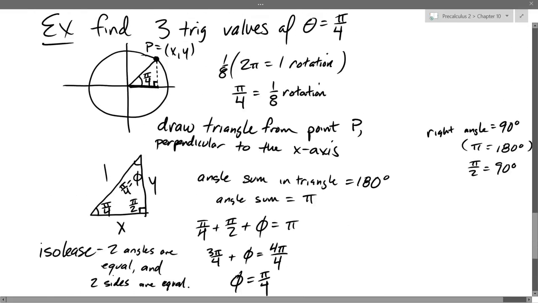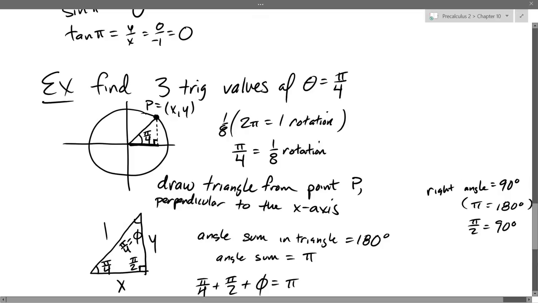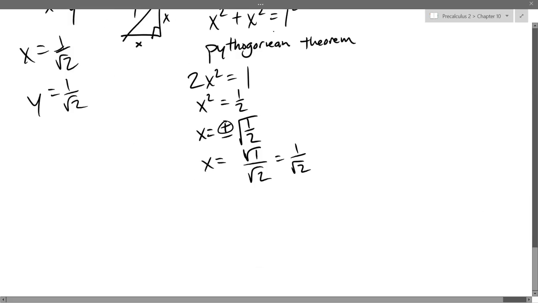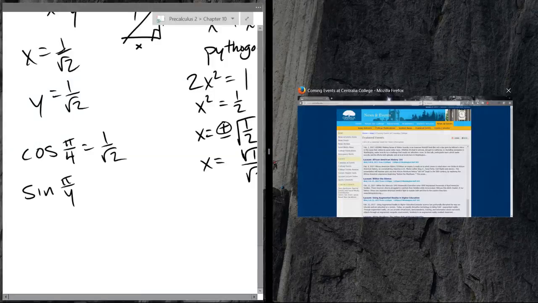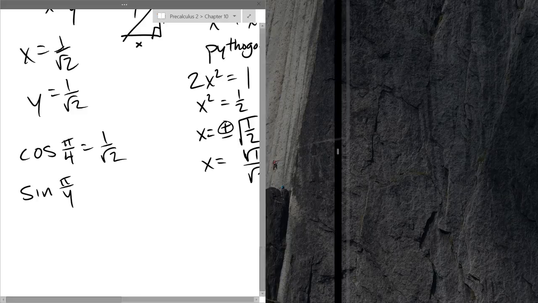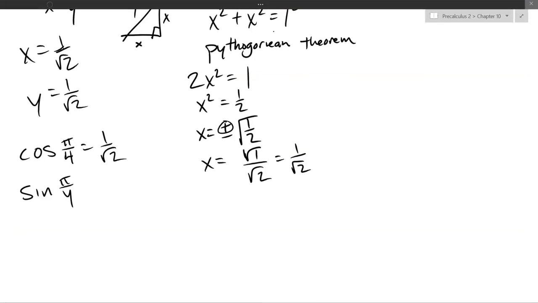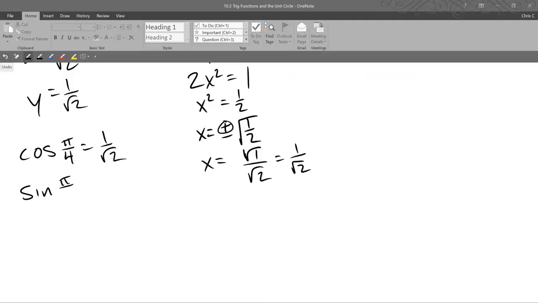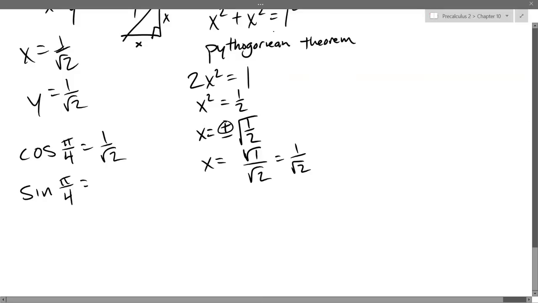That's our two sides, and we want to write the three trig values. I'll do that at the bottom, down here. So we always go cosine first. Cos pi over 4 is 1 over square root 2. Sine pi over 4 is the y value. Don't talk and write at the same time, it's not easy. So sine pi over 4, oh, it's almost a 4. Pi over 4, same thing. And tangent.